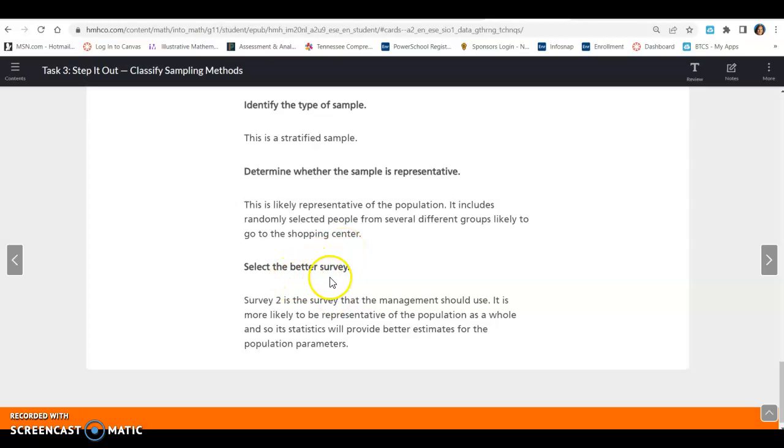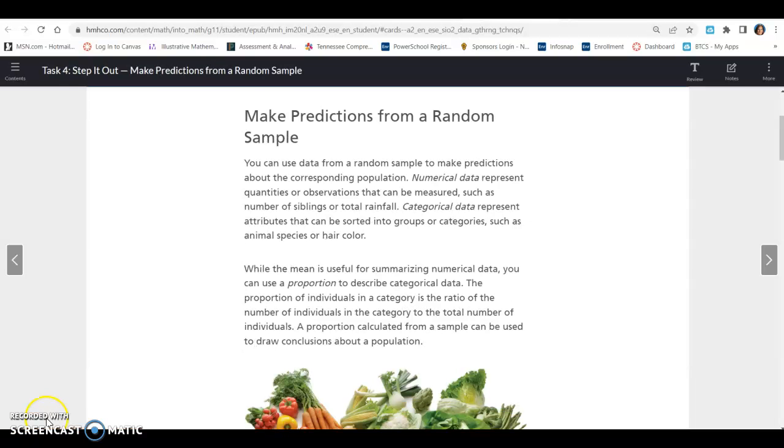It says select the better survey. Okay, survey 2 is the survey that the management should use. It is more likely to be representative of the population as a whole, and so its statistics will provide better estimates for the population parameters. All right, that's all for task 3. If you have any questions.